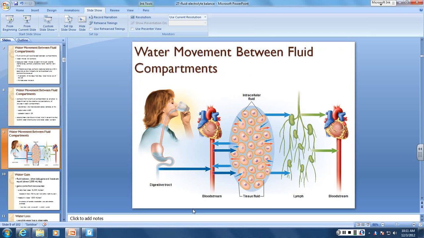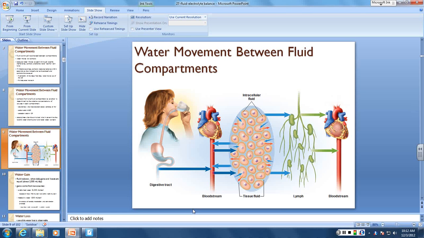Actually, I wanted to show you on this one. So when you look at this slide, what it's showing you is that water moves between these various compartments. So spend time looking at this and making sense of it. We bring water into the body when we drink, correct? Drinking water ends up in our digestive tract, but it immediately is absorbed into the what? Into the bloodstream.